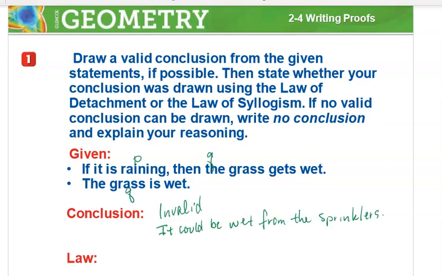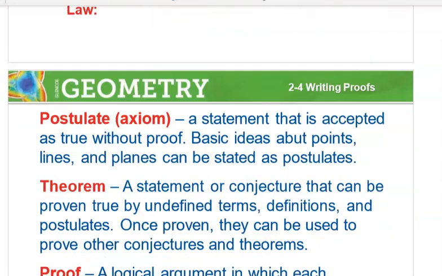All right, so this is invalid. The Q, see, it should be a P right there, not a Q. And it makes sense because it could be wet from the sprinklers and not just the rain.